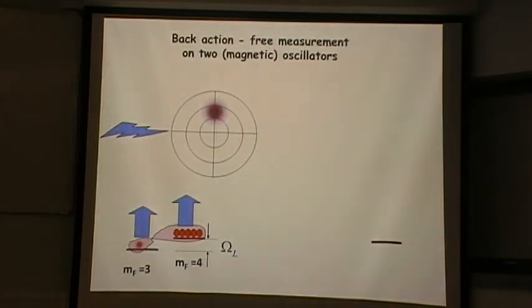Okay? Another example of the glorious past is the back action free measurement on two magnetic oscillators, just to show you how the thing works. Imagine that I have my spin, and what I show here is the projection of the top of this spin, right? So my spin is sitting on the Bloch sphere. Here is the vector. This vector has its quantum uncertainty, and this is the quantum uncertainty that I showed. So this is the north pole, let's say, and this is the quantum uncertainty. And now I send a light pulse through it, and in the level picture, what happens when I send light through it is this, right? So let's watch it again.